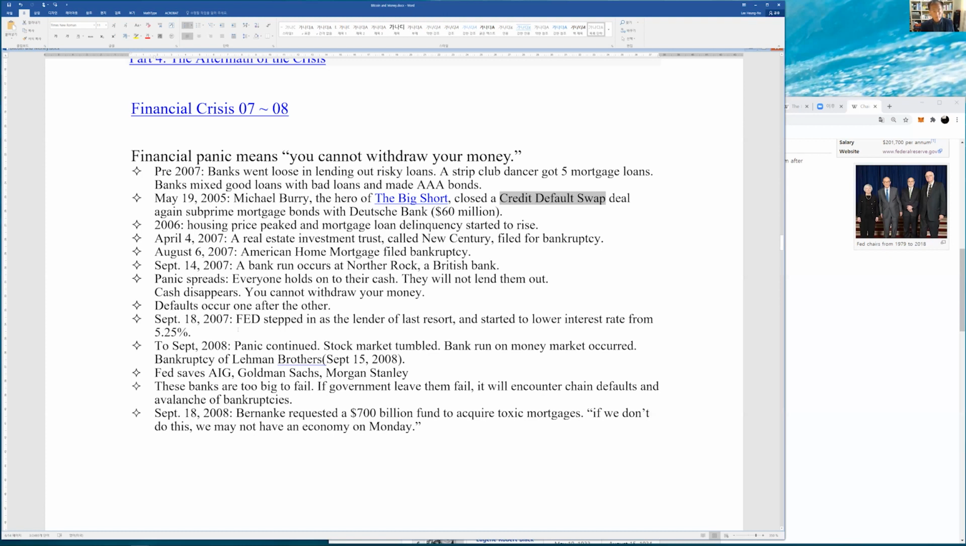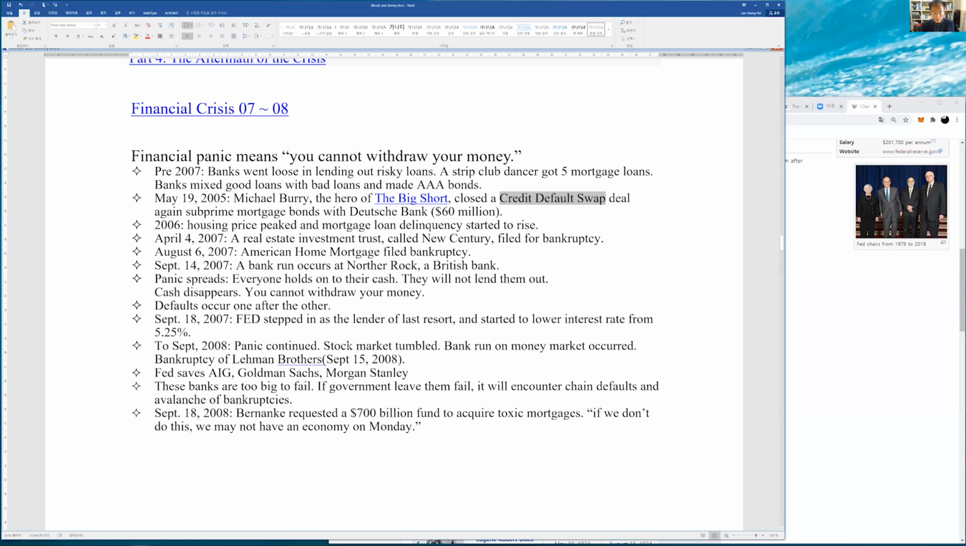On September 18, 2007, the Fed finally decided to step in as the lender of last resort, and basically they provided liquidity to the market. They tried to inject money into the market by lowering the interest rate, which had peaked at 5.25%. It went down to 0%, but the panic continued. People still hold on to their money. They will not interact with each other.